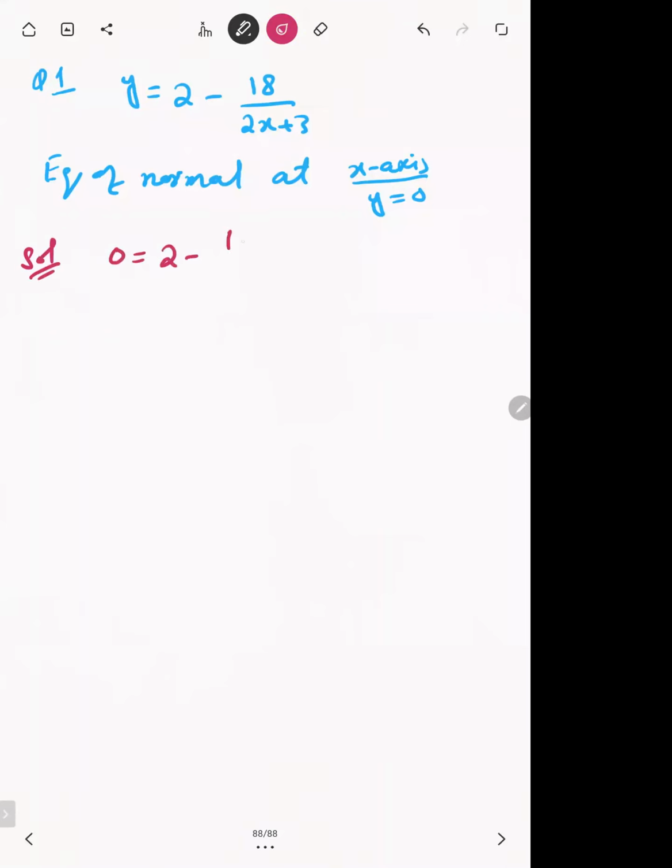You'll get 2 minus 18 over 2x plus 3, so you'll get 18 over 2x plus 3 is equal to 2. Cross multiply. 4x is equal to 12, so x is equal to 3. So it means where it crosses the x-axis, its x is 3. So we already know that y is 0.